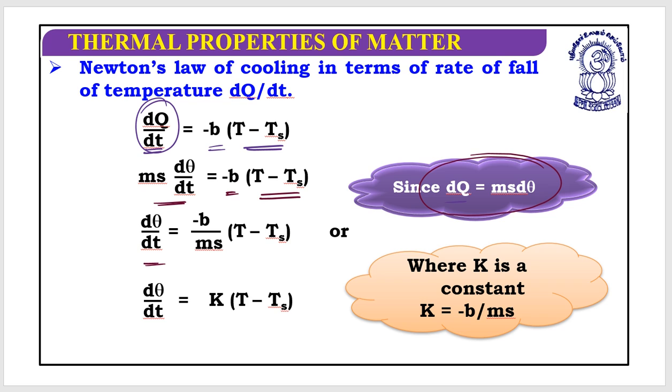It could be written as dθ by dt equal to minus B by ms into (T minus Ts), and this could be dθ by dt equal to k into (T minus Ts). This is just the rate of cooling. So here k is equal to minus B by ms, and this is a constant. I hope this is clear.